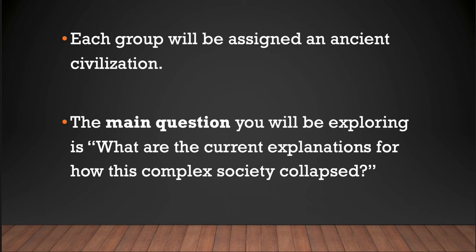Each group is going to be assigned a specific ancient civilization, and the main question you will be exploring is what are the current explanations for how this complex society collapsed, as well as the evidence. So you will not just be talking about the idea that archaeologists propose a major drought spelled the end of the old kingdom of Egypt, for example, but also what is the evidence that they are basing this on. And we'll get a little bit more into that.